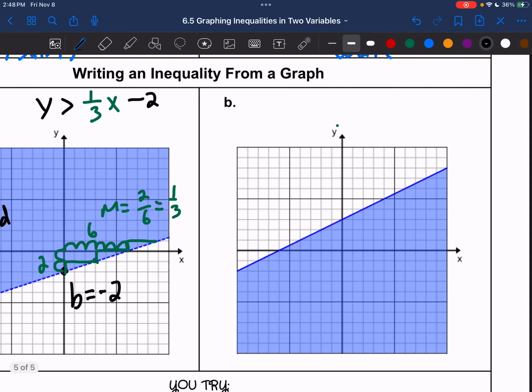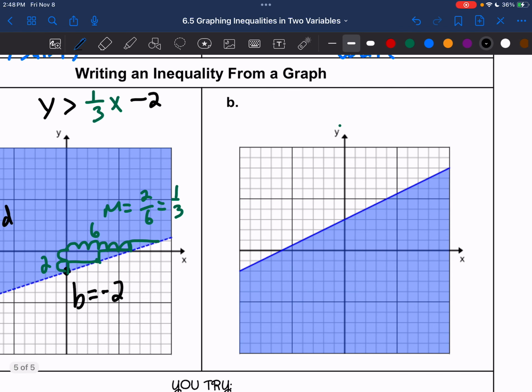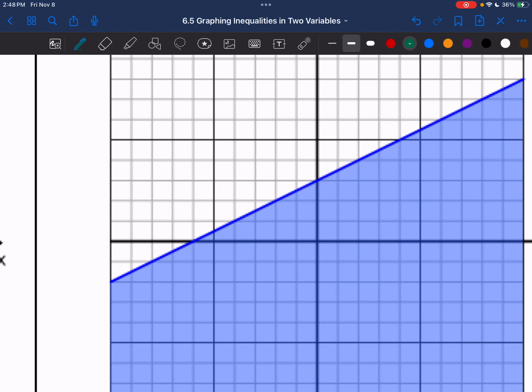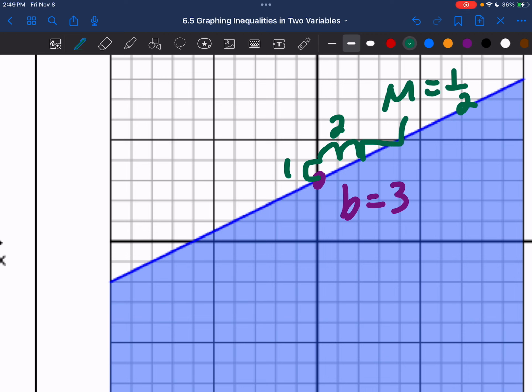Okay. Letter B, we're going to do the same process. Let's find our y-intercept and our slope. So our y-intercept is right here. Our y-intercept is +3. Our slope, we're going up 1 and to the right 2. So that's a slope of 1/2. And we follow the pattern, up 1, right 2, up 1, right 2, right? The pattern holds. Down 1, left 2, pattern holds.